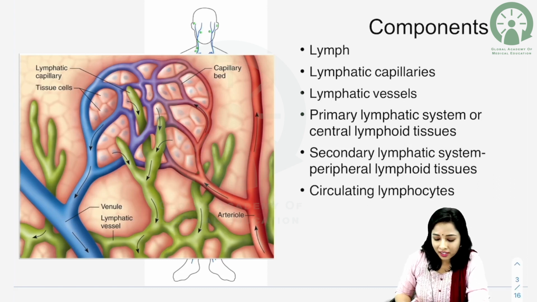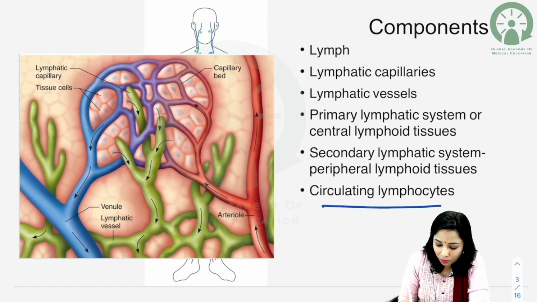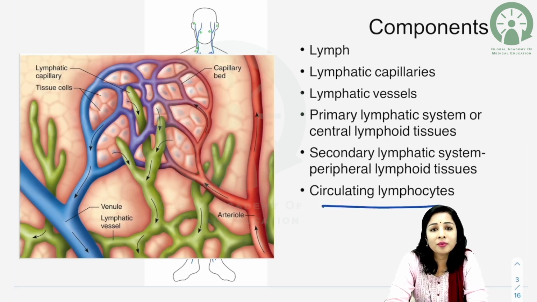And it also contains the circulating lymphocytes. Both B and T lymphocytes are produced and circulated in the lymphatic system, which are the main defense components that provide immunity to our body.